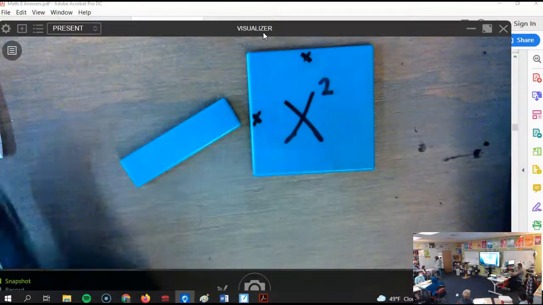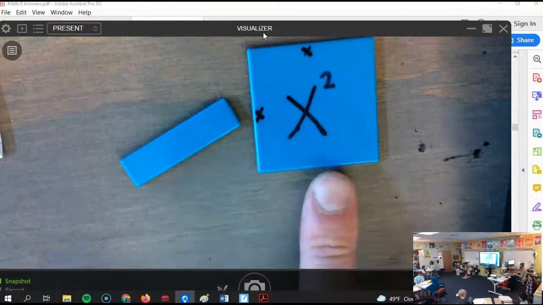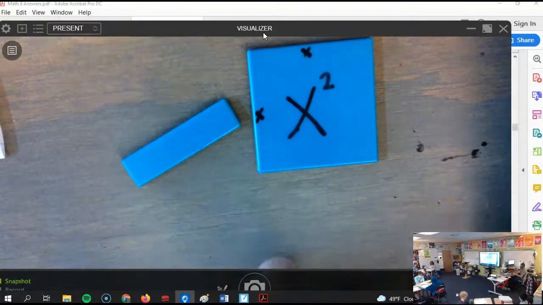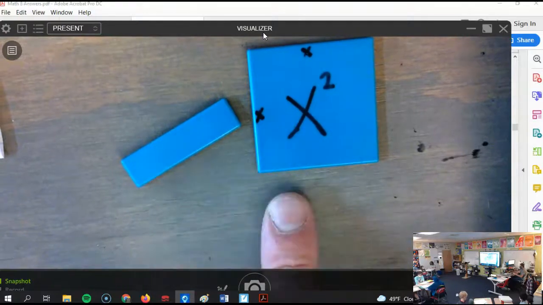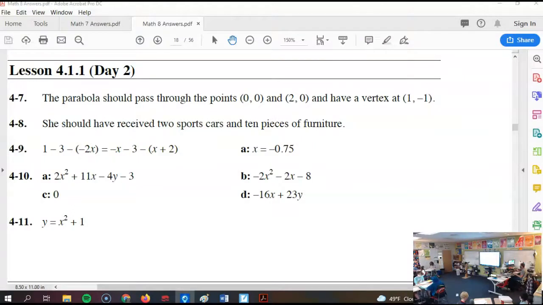Right? X's and x squareds do not look the same. I cannot add them. There's no amount of x's that equal x squared in, well, x's, right? Like x times x. But we don't know what x is, so we don't know how many that is. So no, those are non-like terms. They cannot be combined with each other. 2x squared stays alone. 11x, negative 4y, negative 3, or you can say minuses, whatever.